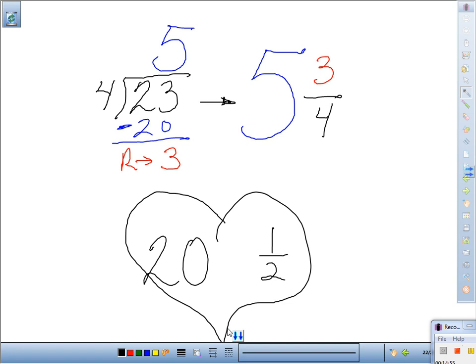20.5. Is that correct? Did I multiply at all? No, you just add those. That's why it's addition. Are we there? All right. Any questions with how to write this? Yeah, we just leave it like that.